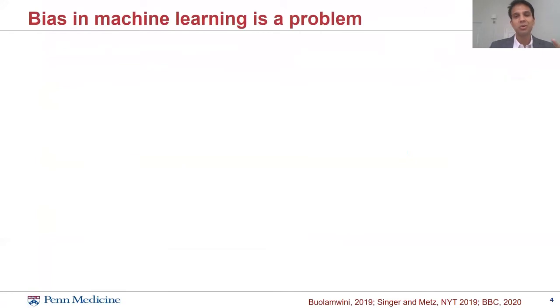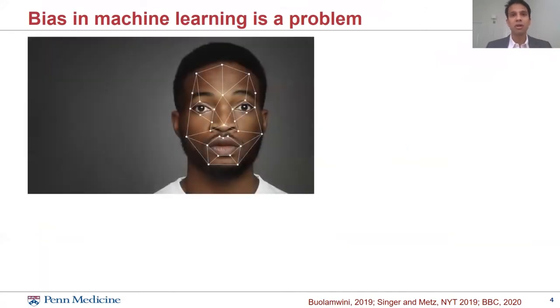So first, let's just start with the fact that bias in machine learning is a problem, and even beyond healthcare. When you think about one area where artificial intelligence and machine learning has really taken hold, it's facial recognition technology. Many companies have invested in facial recognition technology to try to identify potential suspects at the scene of a crime, or for marketing purposes with groups like Facebook.